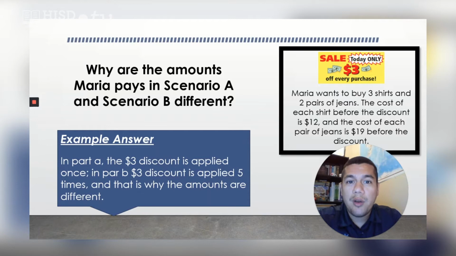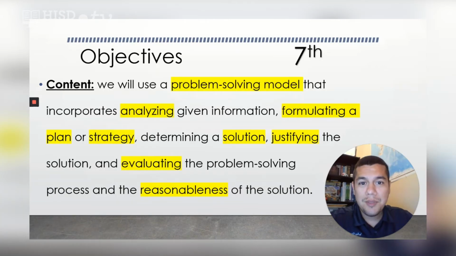Now we're gonna go to 7th grade content. Objective for the 7th graders is that we will use a problem solving model that incorporates analyzing given information, formulating a plan or strategy, determining a solution, and justifying the solution, and of course, evaluating the problem solving process and how reasonable is the answer that you got. Giving you a strategy that you can use in order to approach all of the problems that you are going to have in 7th grade.